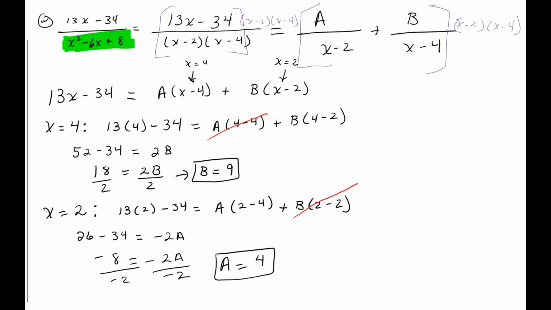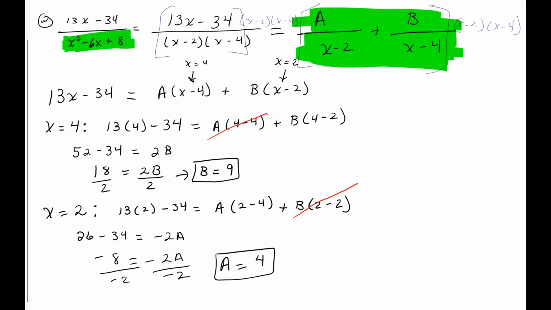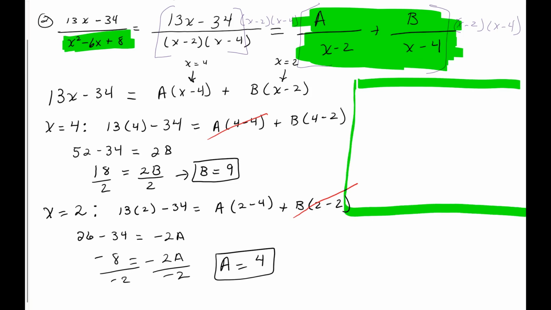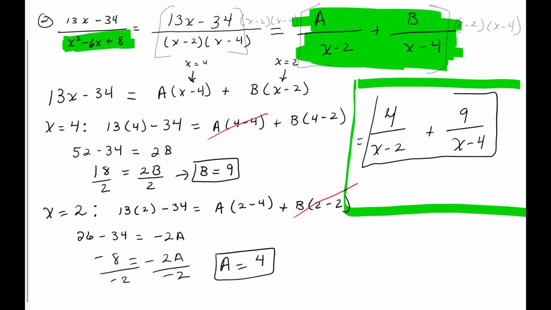So we've got our numerators now for our decomposition, which looks something like this right here that I'm highlighting for you. And I think I've got enough space that I could just say that I put a box here, and I can write in my answer right there. How about that? 4 over x minus 2 plus 9 over x minus 4. And this is my partial fraction decomposition. Again, two distinct linear factors.